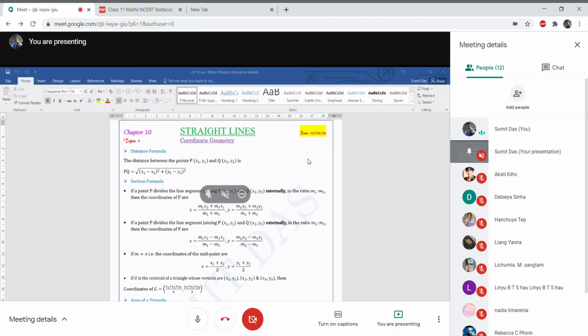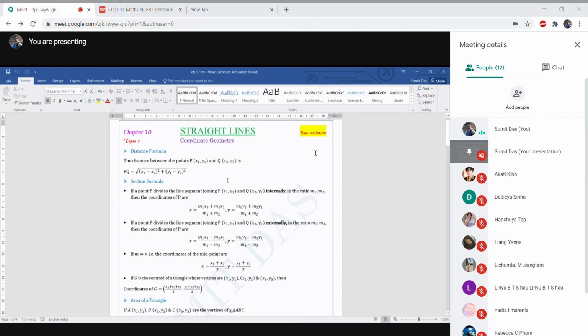Okay, I'm starting the class. In this straight line chapter, the first topic is coordinate geometry. That is the revision part of class 10. Whatever you learned in class 10, that part you have.